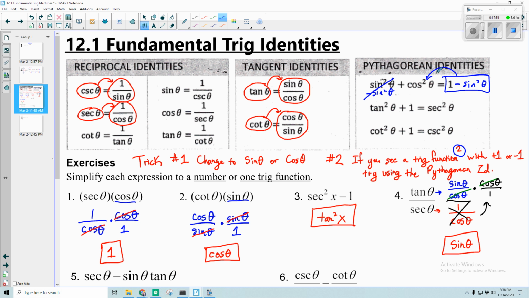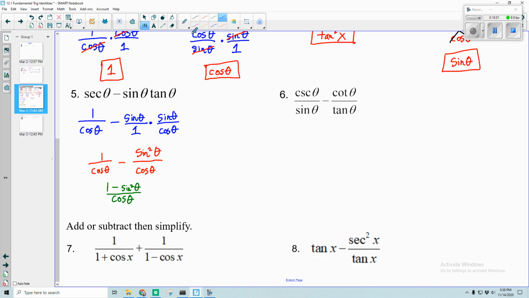okay? All I did is I just moved the sine squared over to the other side, I subtracted it over, and so now that is going to change into cosine squared. Okay, so all of this right here, I can rewrite as cosine squared theta, and the denominator stays the same.